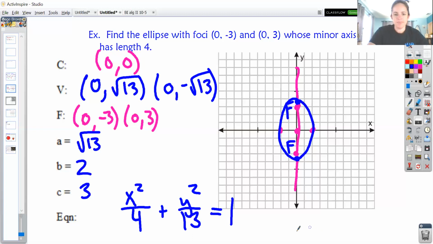The textbook, I believe, puts the bigger one first, the one with the vertices, which would in this case be the y. But it doesn't matter because addition is commutative. So I always just like putting the x first to have them in alphabetical order. It's up to you which one you would want to do.